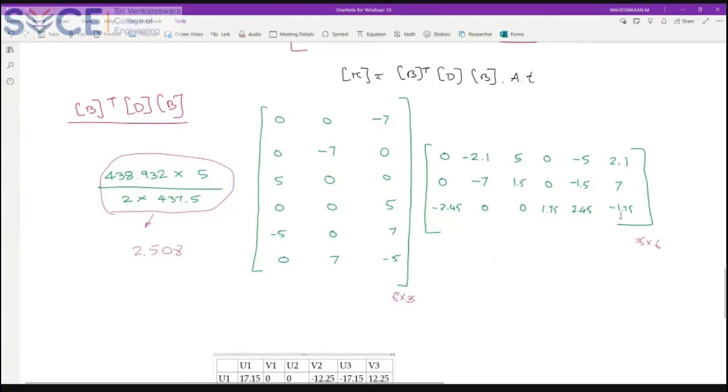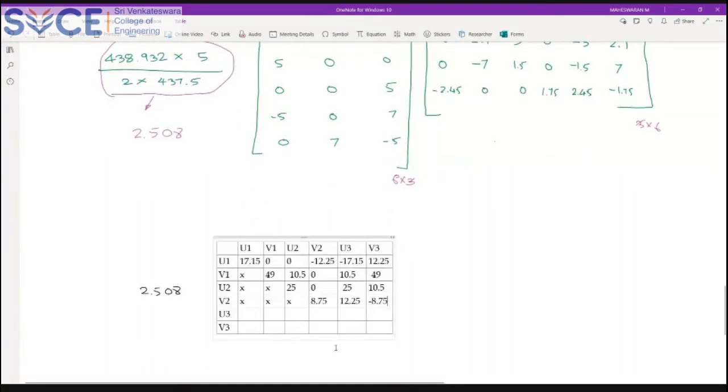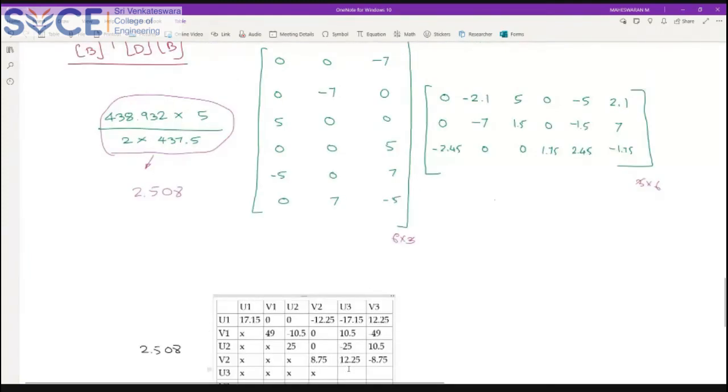So 5 into minus 1.75. What is 5 into minus 1.75? It is minus 8.75. Next, here I'll put 1, 2, 3, 4 x's. Now I'm going to consider fifth row, fifth column. 5 into minus 5 into minus 5, 25, 0, and 7 into 2.45. There are two values here, 25 plus 7 into 2.45, which is 42.15.